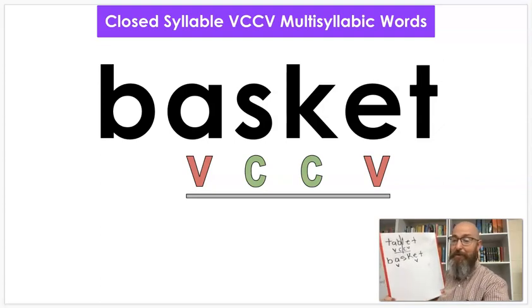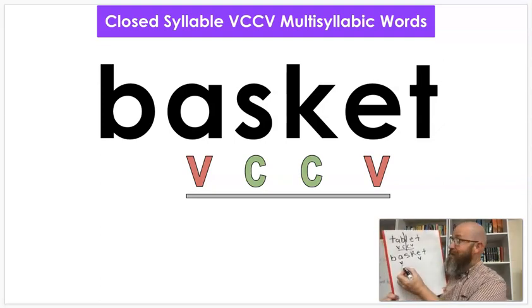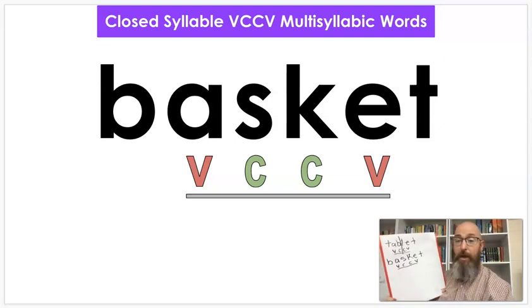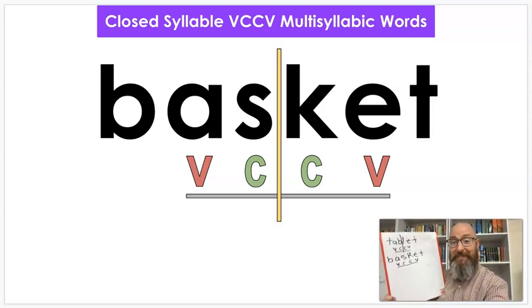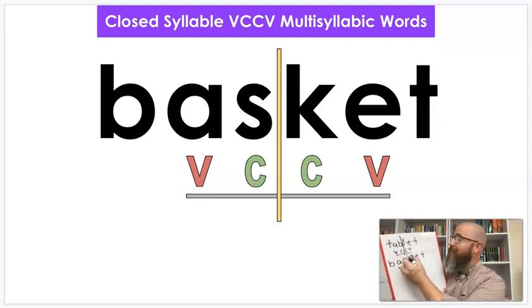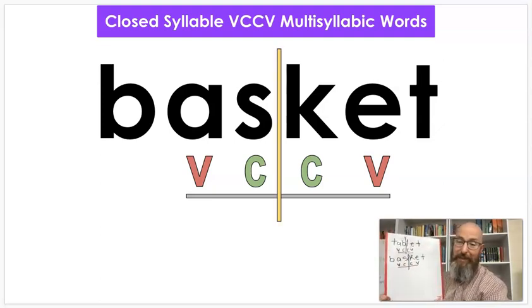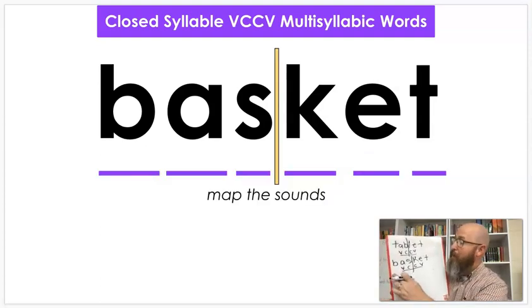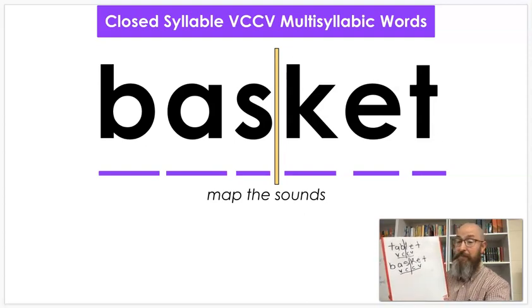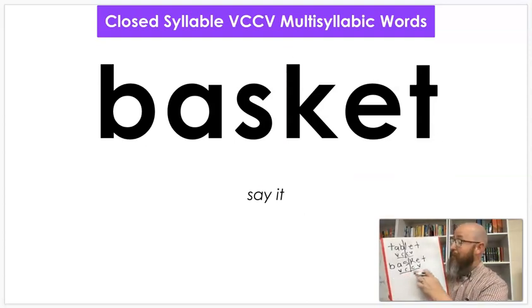Whoops, I went too far. Well, might as well go ahead and do it. Draw your bridge and then label the consonants. What do I do after I label the consonants? I split right there between the two consonants. And now I can map the sounds. B, ass, bass, k, et, ket, basket. Now I can read it. Basket.